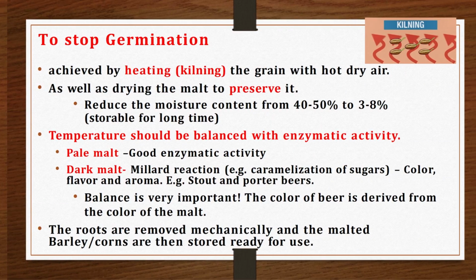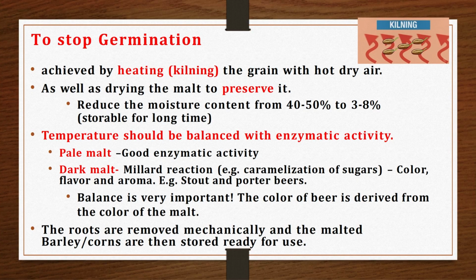So how do we stop germination? This is achieved by heating or kilning the grain with hot dry air. This does two things. It stops germination and it dries the malt to preserve it, reducing the moisture content from 40 to 50% down to a storable 3 to 8%. The temperature during kilning is a careful balance with enzymatic activity. For pale malt, we want good enzymatic activity.